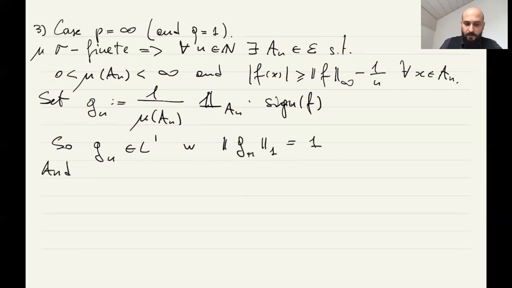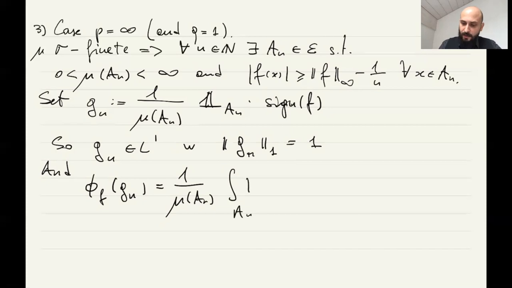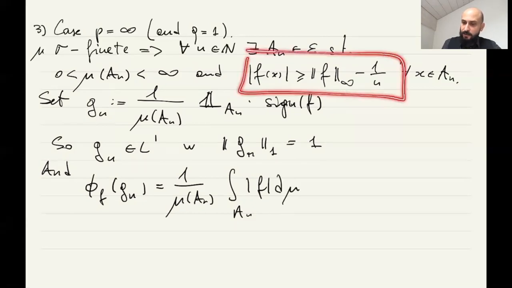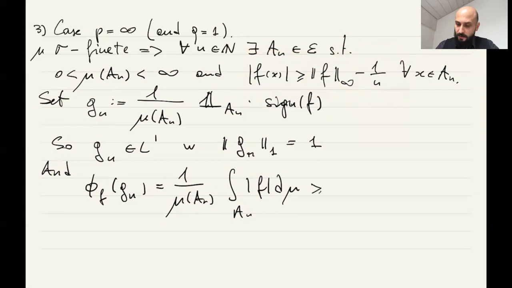And what is now phi_f applied to G_n? It is 1 over the measure of A_n, the integral over A_n of f times the sign of f. Again, it becomes the norm of f, d mu. And on A_n, we have the bound that the absolute value is slightly smaller than the essential sup. So since it's an average integral, we can bound this by the infinity norm of f minus 1 over n. And this is for any n.